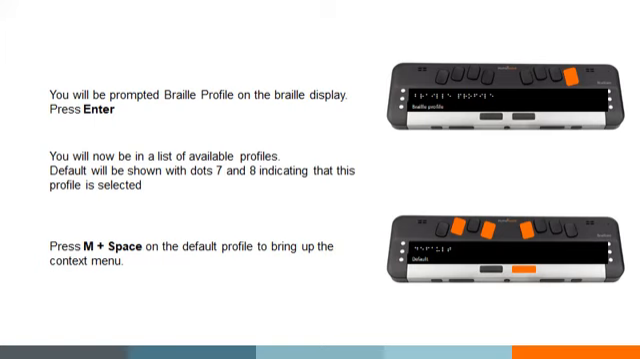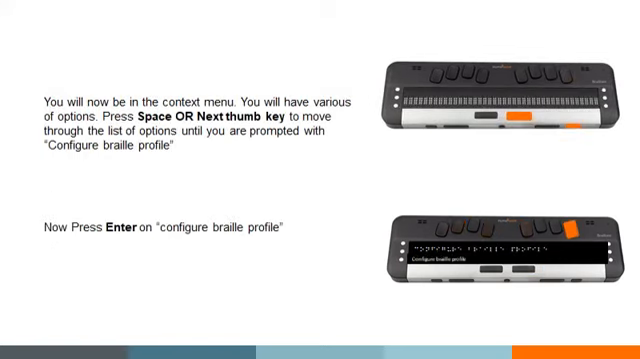What happens is when we find this profile, we're going to press M as in menu, M with space. M with space, and that is going to bring up our context menu where we have a number of options relating to the profile that we currently have selected. The first option is delete Braille profile, and if I press my space bar, I will find the configure Braille profile option, and that is what I want. So I'm going to press enter on this configure Braille profile option.